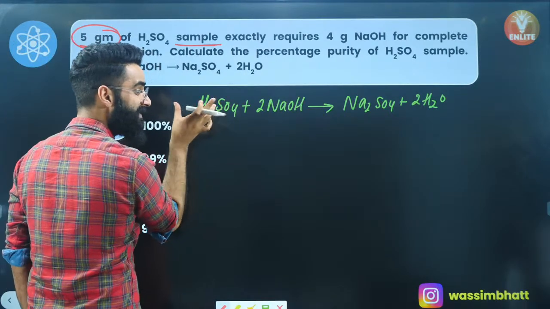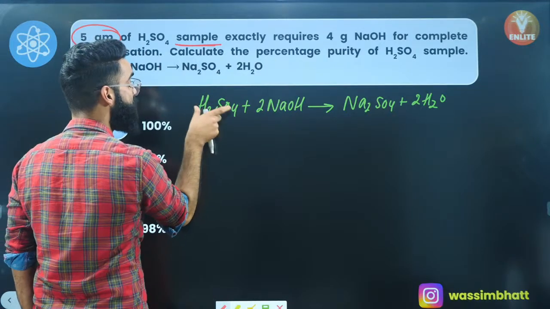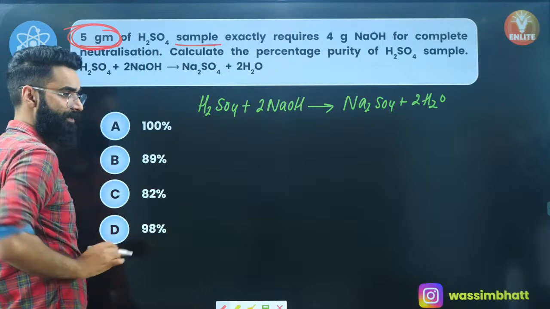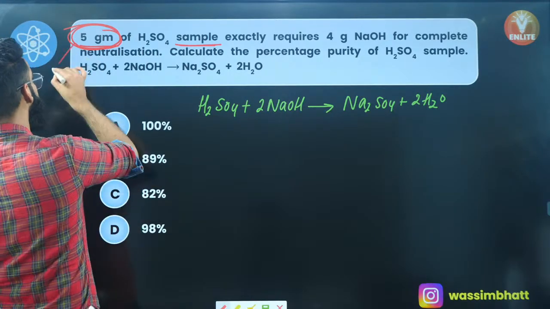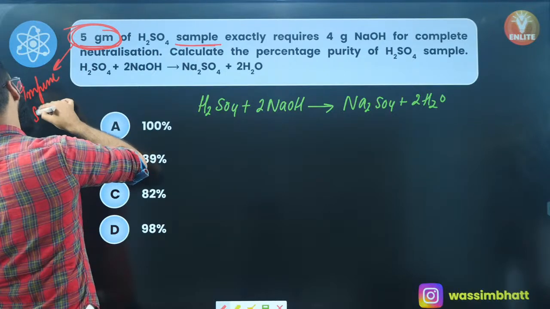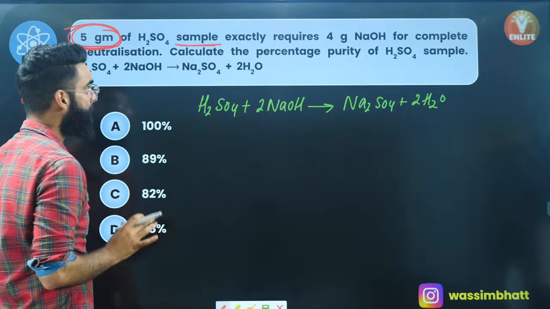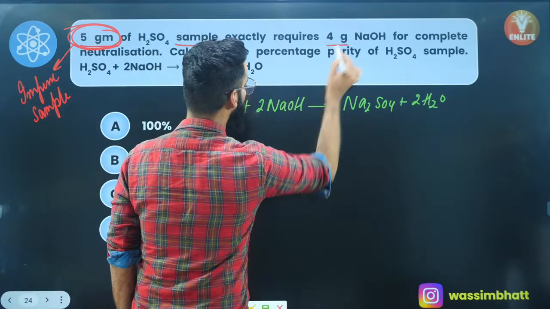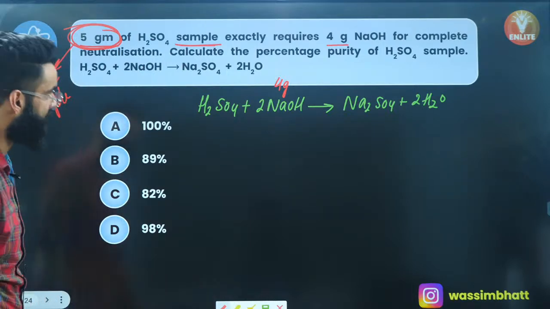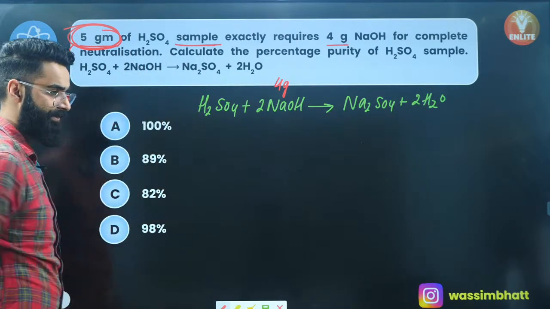So basically you have got a sample of H2SO4, right? You do not know what is the pure mass of H2SO4 in the sample. So basically this is the impure mass of the sample. Let me call this the impure mass of H2SO4 sample. You have right now no idea what is the pure mass of H2SO4 in this sample. It exactly requires 4 grams of NaOH for complete neutralization. We need to calculate the percentage purity of H2SO4 in the sample.